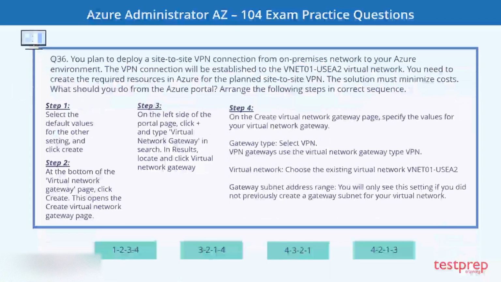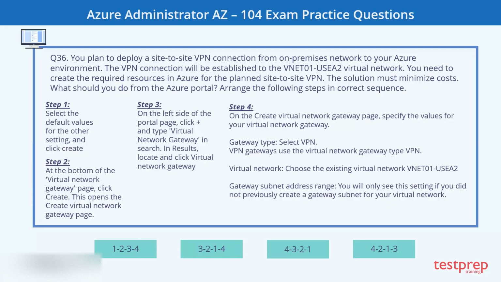Question 36. You plan to deploy a site-to-site VPN connection, from on-premises network to your Azure environment. The VPN connection will be established to the VNet-01-USEA2 virtual network. You need to create the required resources in Azure, for the planned site-to-site VPN. The solution must minimize costs. What should you do from the Azure portal? Arrange the following steps in correct sequence. The correct sequence will be, step 4, then 3, then 2, and then 1.